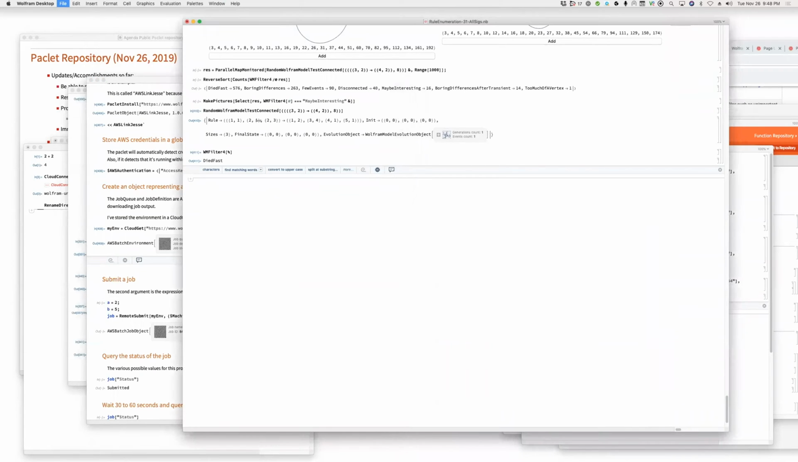Okay, so you see the point. We're going to run these, a million of them. We're going to look to see whether they come back as maybe interesting. And if they do, we'll send them back. And if they don't, we won't.